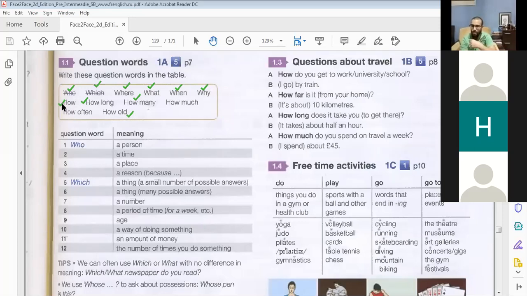So if I ask you, how can you make a cake? How do you make a cake? So you give me a recipe. The recipe shows me how, right? It has instructions. So this is how. This is how you can make a cake.